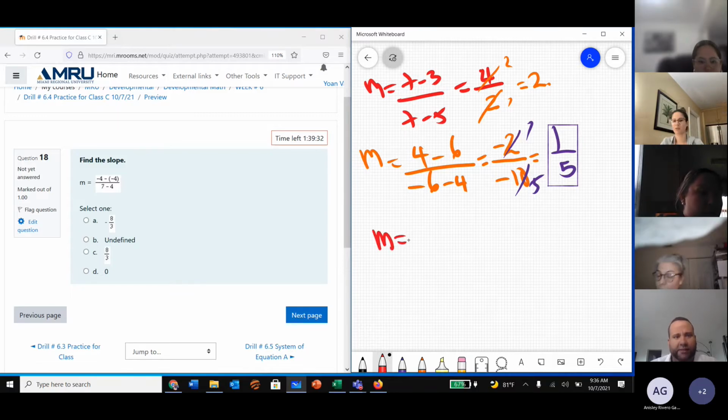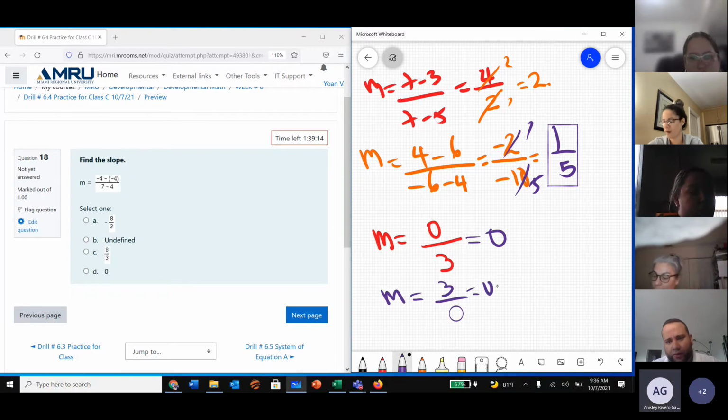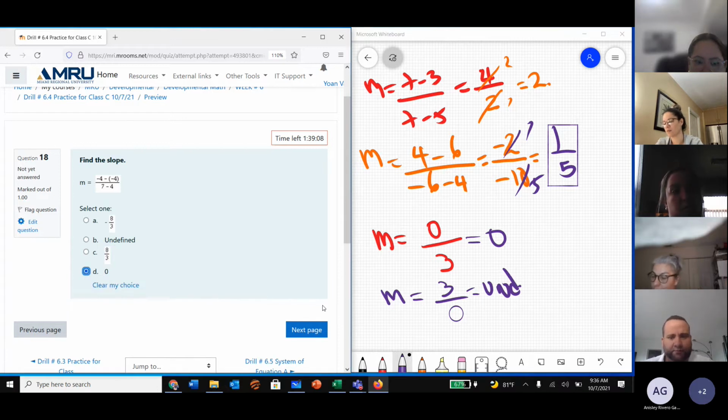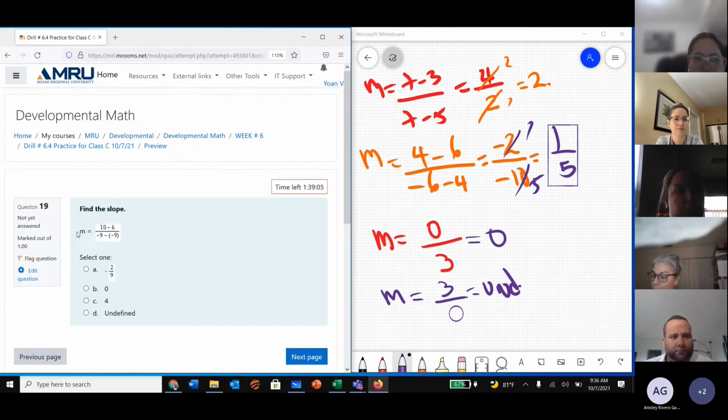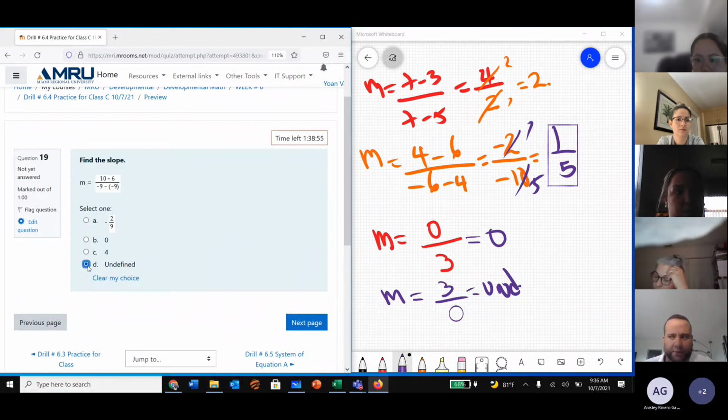It is 0, because finally we have 0 over 3. When we have 0 on top as the numerator, the result is 0. But if we have 3 over 0, 0 in the denominator, what is the answer? Undefined. In that case it is 0. What is the answer here on 19? Undefined. Good job.